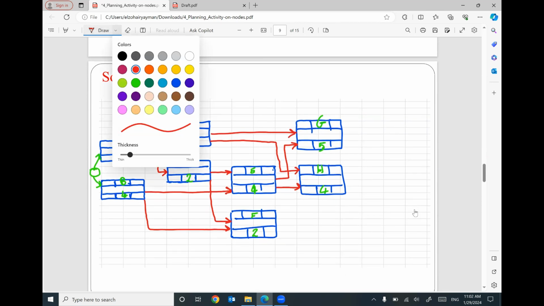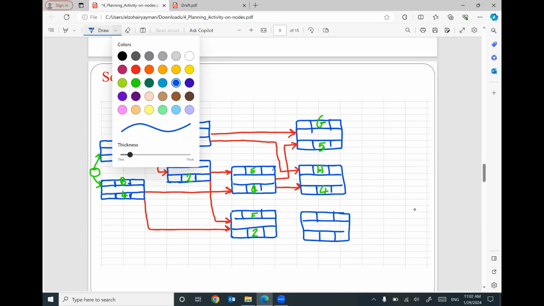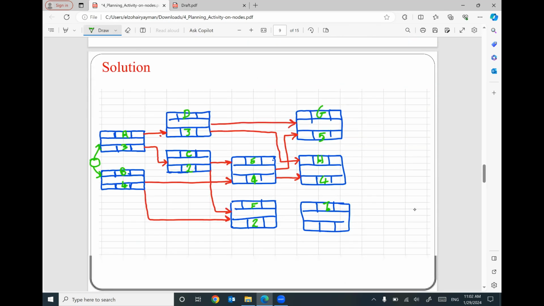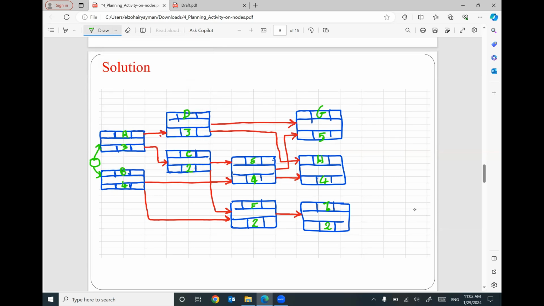We have I, I can put it here. So I has a predecessor F. So I will put the relationship here, F. Keep in mind, we have to finish the project with one node. So it looks like activities G, H, I are the last activities. We don't have any following activities.